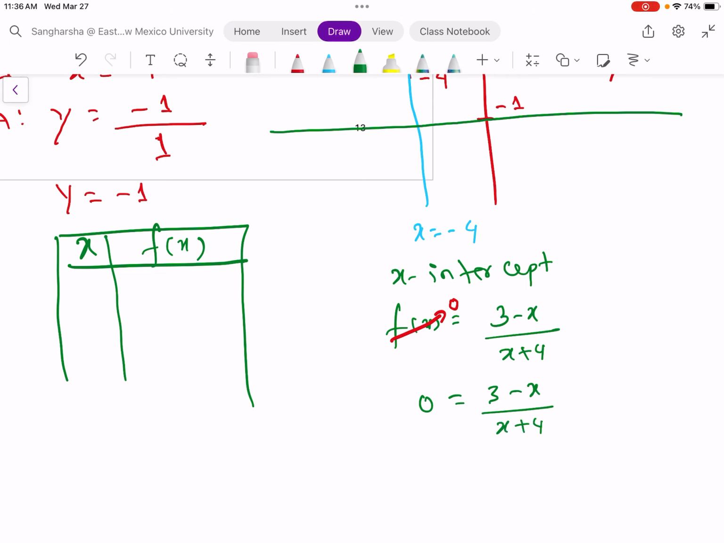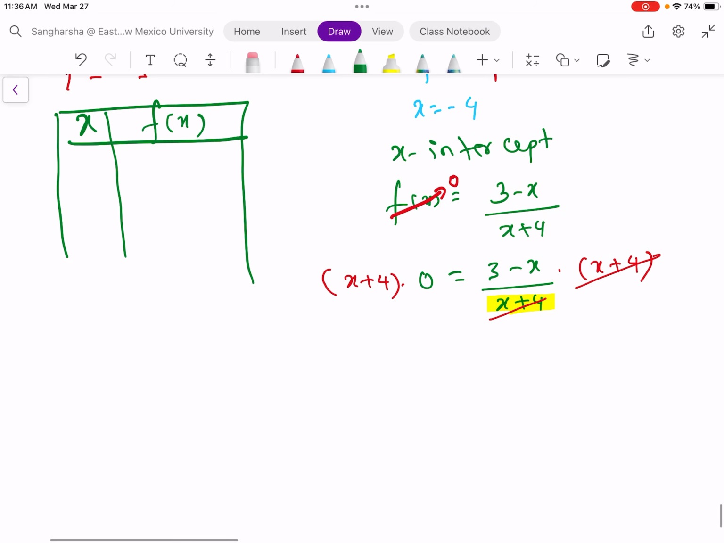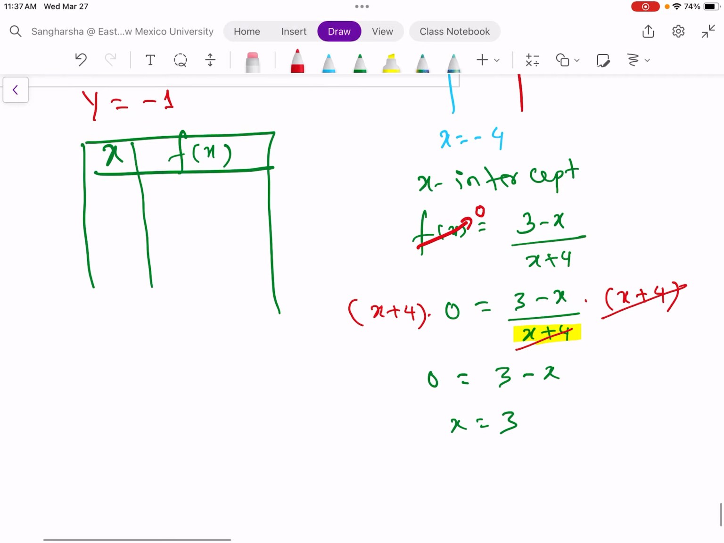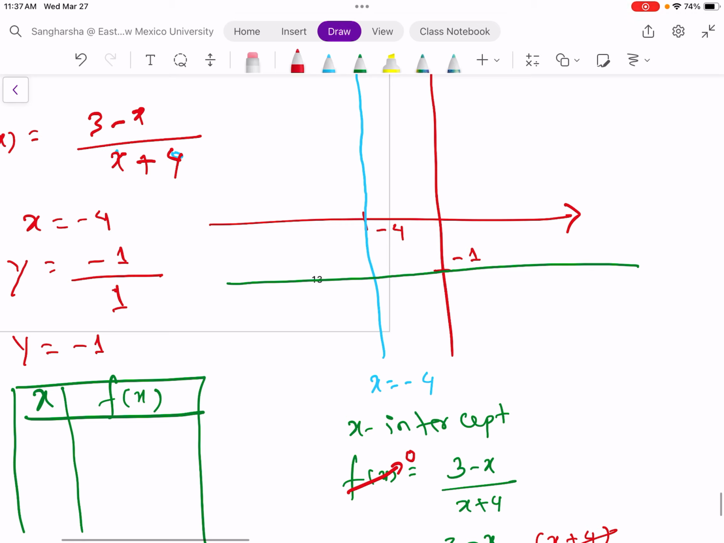Now let's get rid of this denominator. For that, we multiply both sides by x plus 4. The x plus 4 cancels. So we have 0 times x plus 4, which is 0, equals 3 minus x. And from here, x equals +3, right? So we subtract 3 on both sides and multiply by -1. We get x equals 3. So our x-intercept is at +3. So we have +3 here. This is our x-intercept. It means the graph has to cross this point, okay?